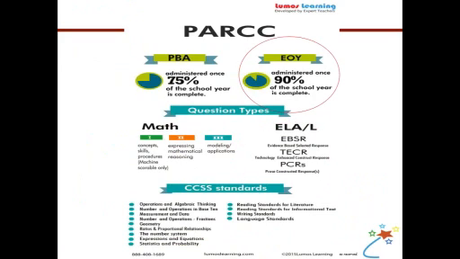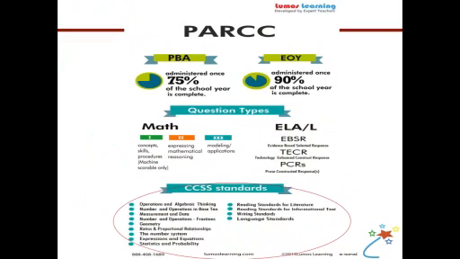In the center of the infographic, you will see the different question types students will be assessed with. We'll go into these in detail later, but at a high level, math includes Type 1, Type 2, and Type 3 questions. English language arts literacy includes evidence-based, technology-enhanced, and prose-constructed responses. All questions are deeply aligned to the Common Core state standards.